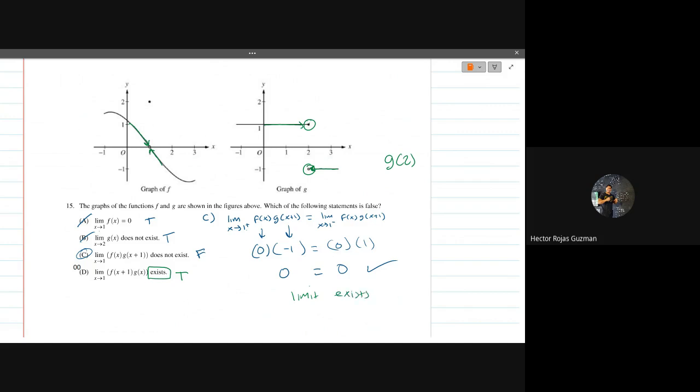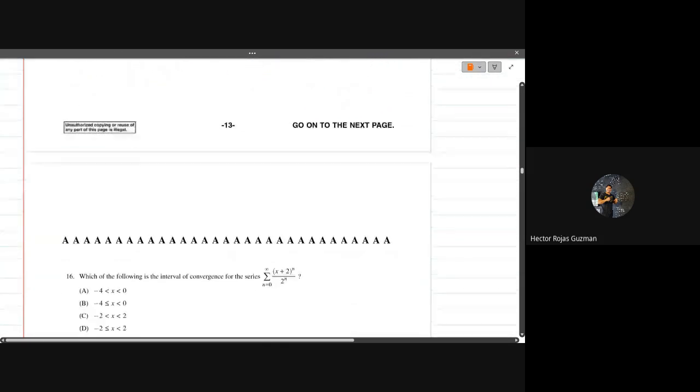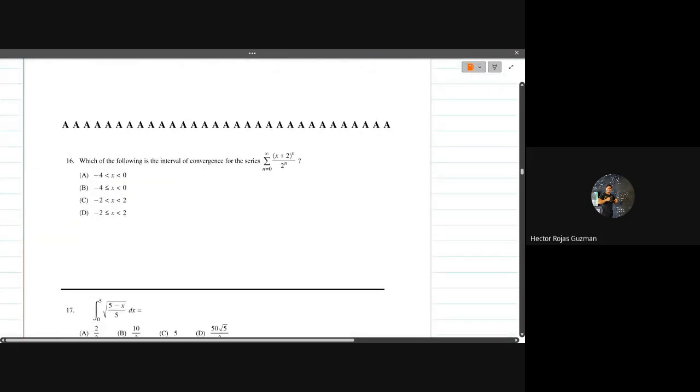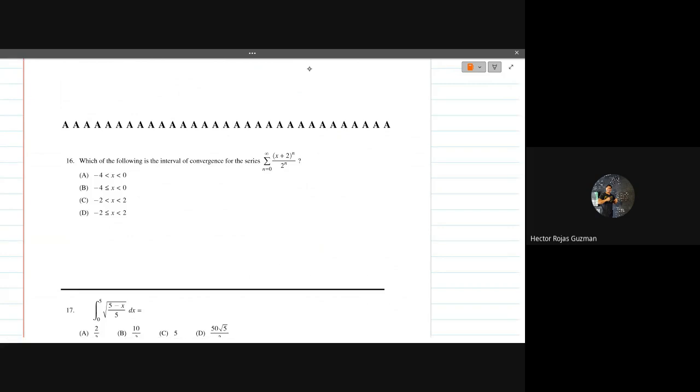Okay. 16. Which of the following is the interval of convergence for the following series? Well, if you want to find an interval of convergence, we're going to have to run the ratio test. So we're going to say the limit as n approaches infinity of the absolute value of a of n plus 1 divided by a of n.